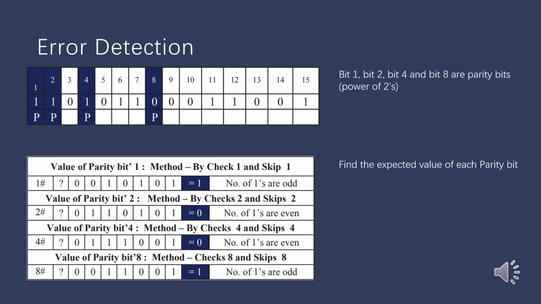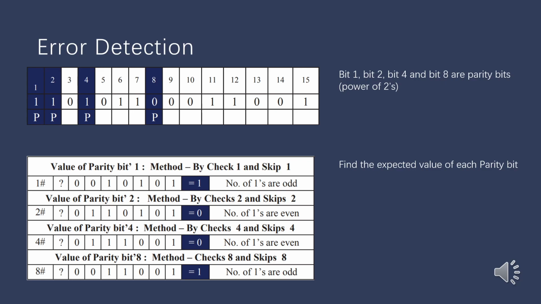Parity bit 2 checks 8 bits by checking 2 and skipping 2. So it will check bit 3, bit 6, bit 7, bit 10, bit 11, bit 14, and bit 15, which are 0, 1, 1, 0, 0, 1, 0, 1. There are a total of 4 ones, so the parity bit should be 0 to make it even.